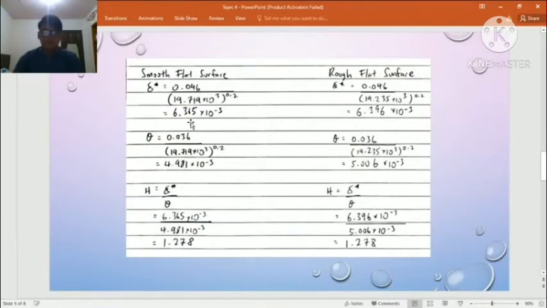So next, from here, we can find all three: displacement thickness, momentum thickness, and shape factor for the smooth flat surface and the rough flat surface.